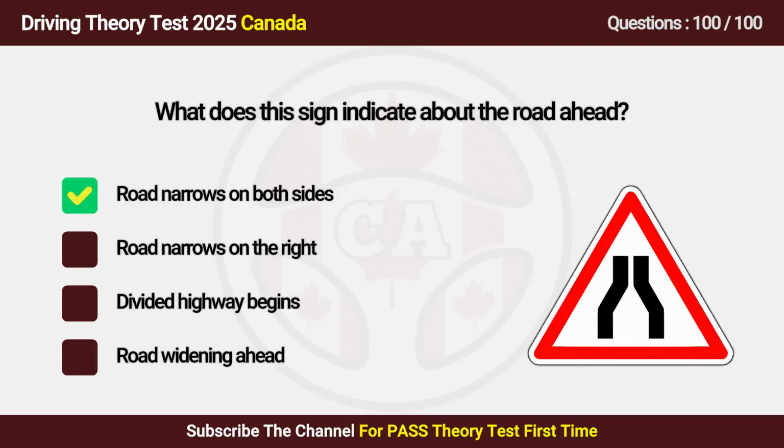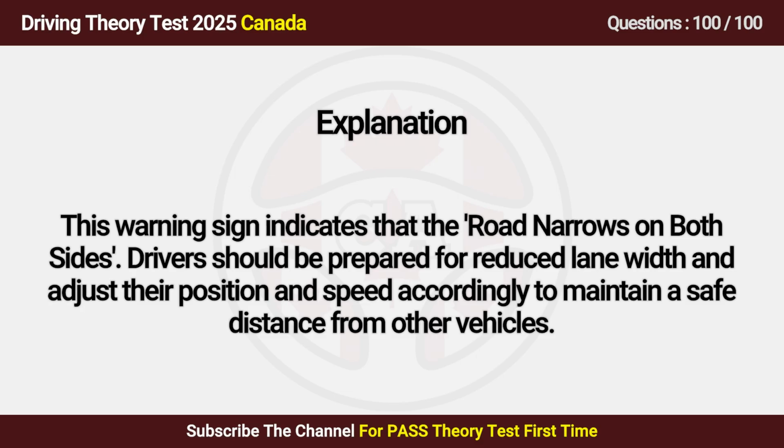Answer is A. Road narrows on both sides. This warning sign indicates that the road narrows on both sides. Drivers should be prepared for reduced lane width and adjust their position and speed accordingly to maintain a safe distance from other vehicles.